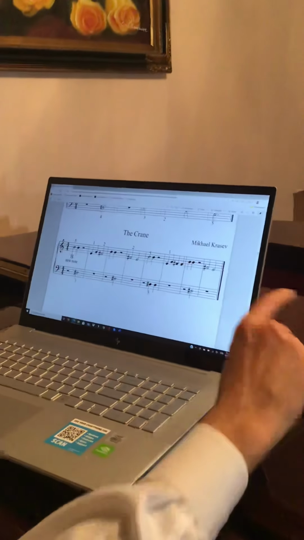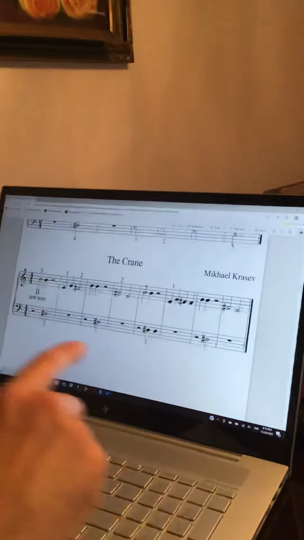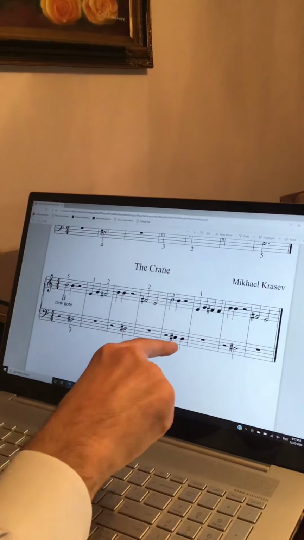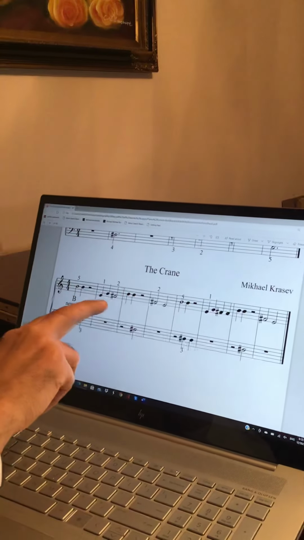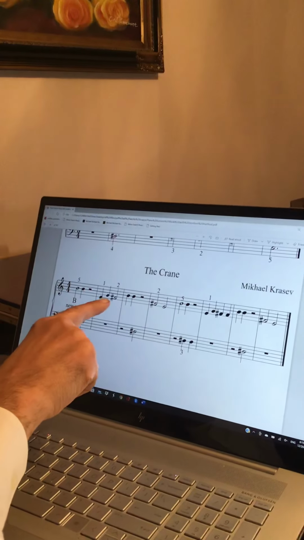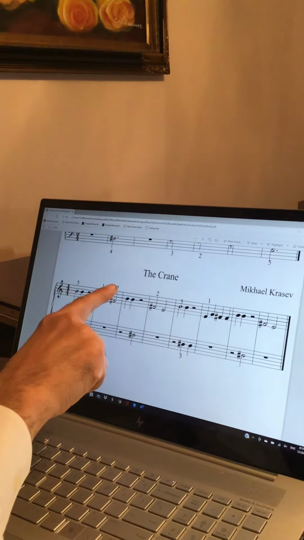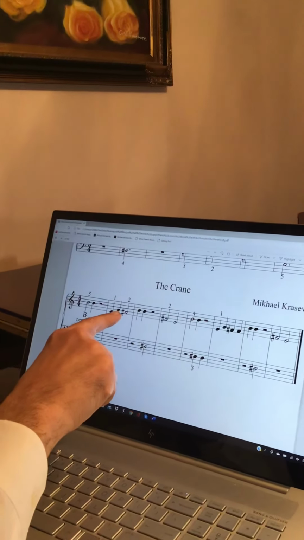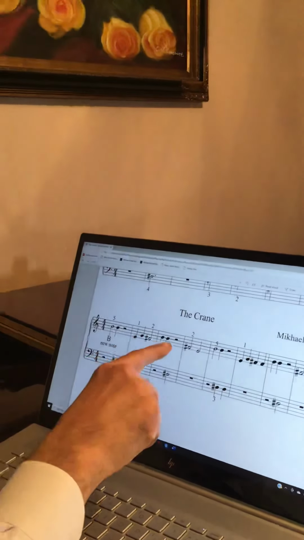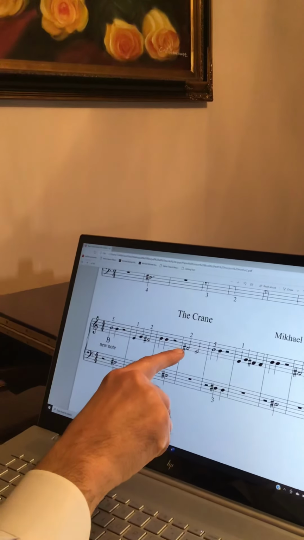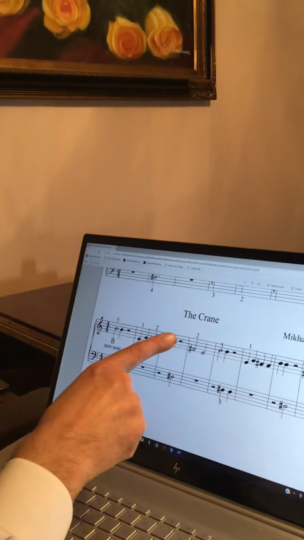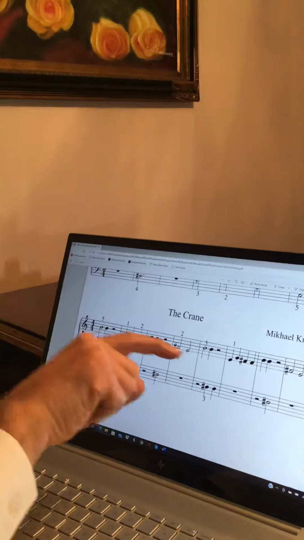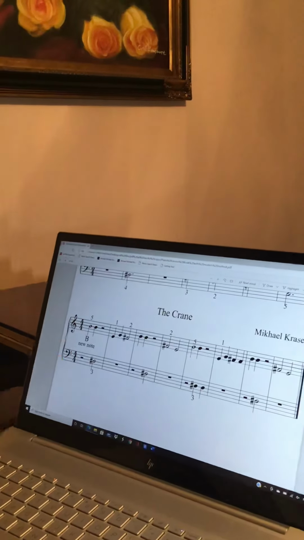Here also, Mikhail Krasov, this is the piece named The Crane, has a sharp that we have to press. Also another thing that you have to understand: we have the sharp sign here and then a bar line. The bar line cancels the sharps that we have here, which means that if next time we need to press the F sharp again, we have to place the sharp next to the key, because the sharp sign doesn't pass the bar line, it stays in the same measure.